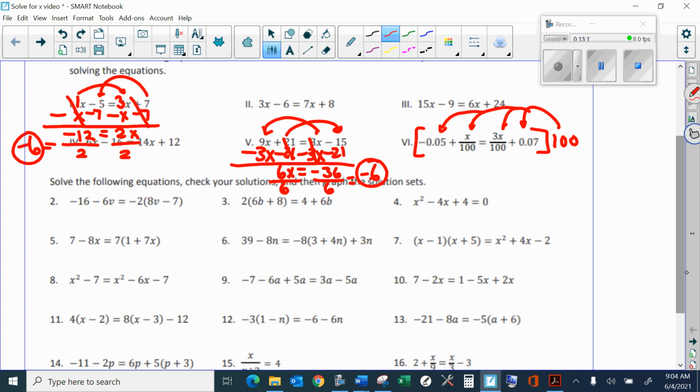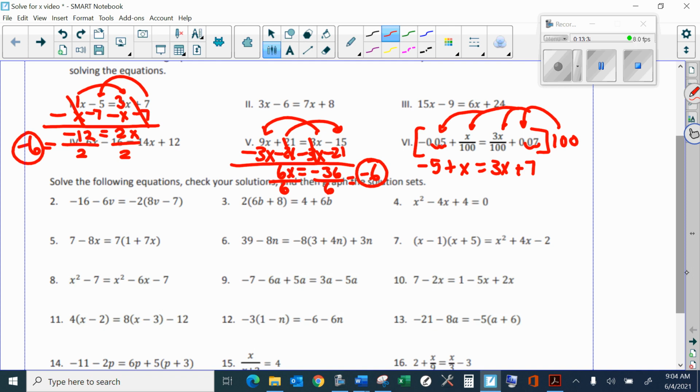Now, you remember, you need to know from middle school, you multiply by 100, this means move the decimal 2 places to the right. So 1, 2, such as negative 5. The 100 cancels out there, so that's plus x. The 100 cancels out there, so that's just 3x. Move the decimal 2 places to the right, so that's plus 7. Okay, now it looks like the other ones.